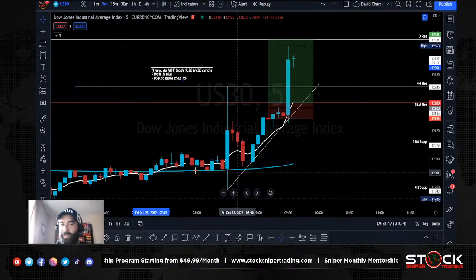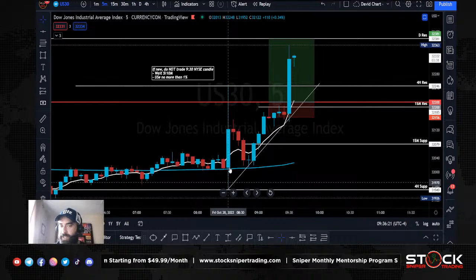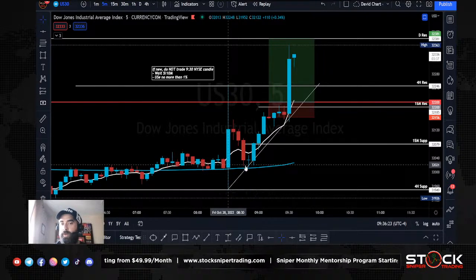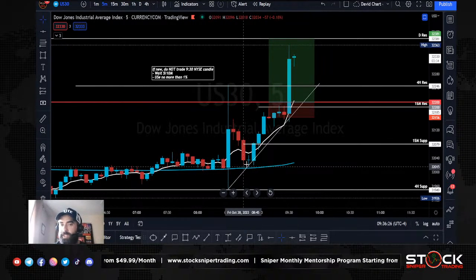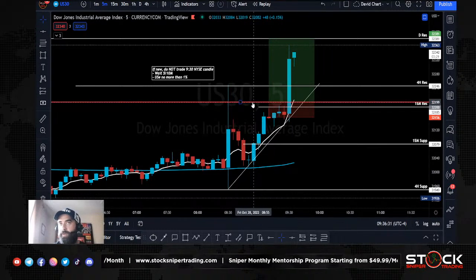Okay, if we throw that 200 EMA on, see how we talked about before, nothing broke below here. The only time it did was the impulsive news candle. Nice support holding. See how it's following that trend. That's the reason why we were looking for this opportunity right here.